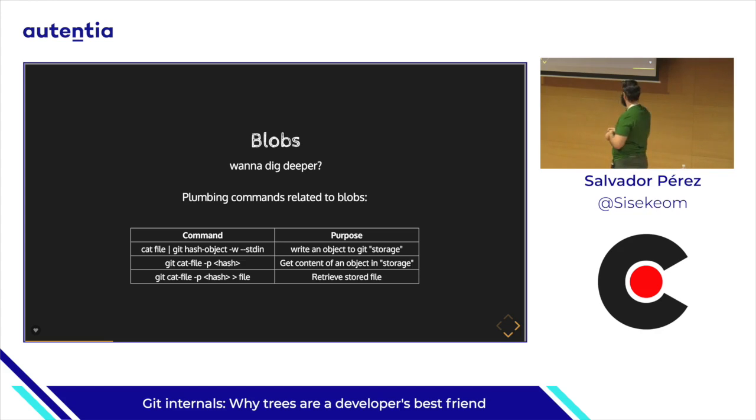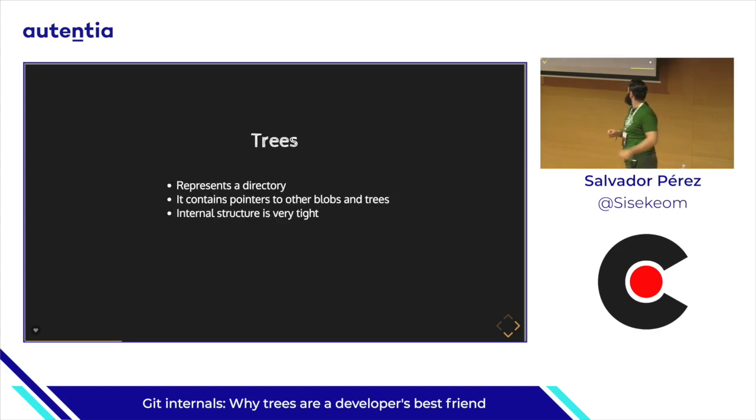And we will go into trees. When I talk about the tree structure that Git uses, I'm talking about one node of a tree. So it recursively uses several trees to get the whole directory. It has a very tight internal structure, because this one is not compressed. It only contains data and pointers to blobs and trees.